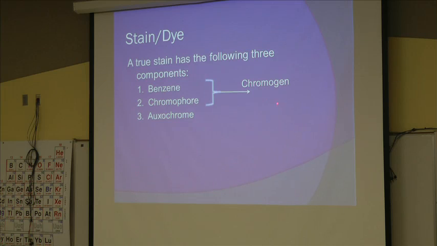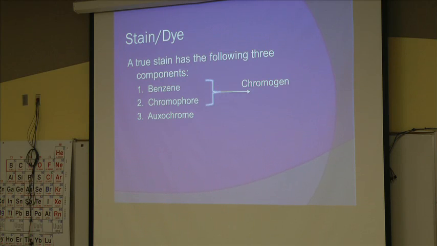Even the chromogen is not the complete stain. You cannot stain anything with chromogen. If you pour chromogen on a white lab gown and put it in the washer, the color will wash out. It's not going to stick to it, because it's lacking the third component: charge. Auxochrome is the one that adds charge to the chromogen, either positive or negative.